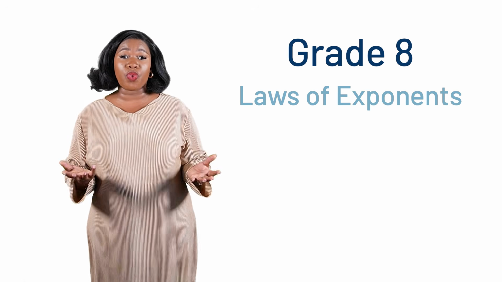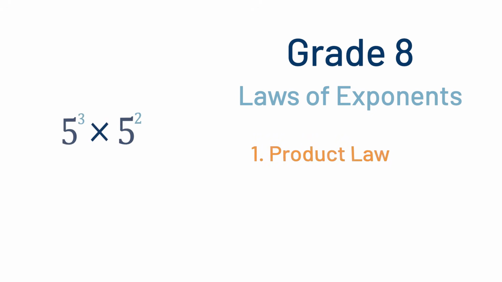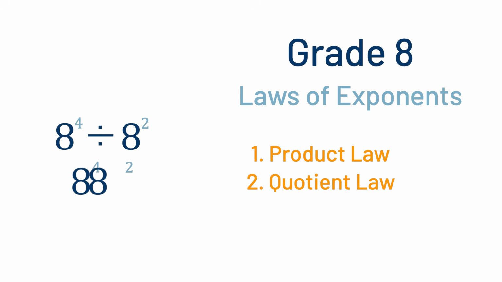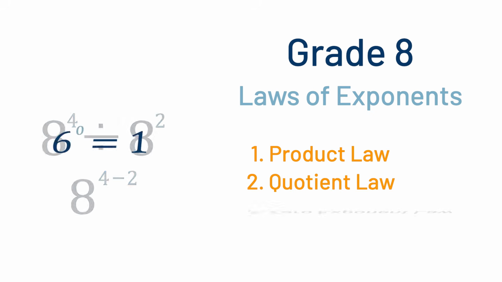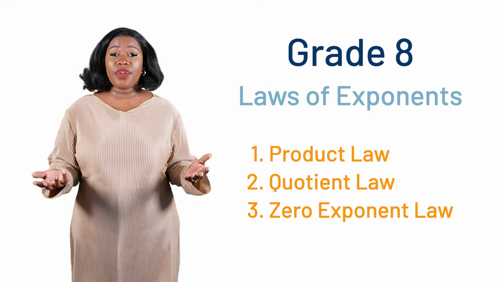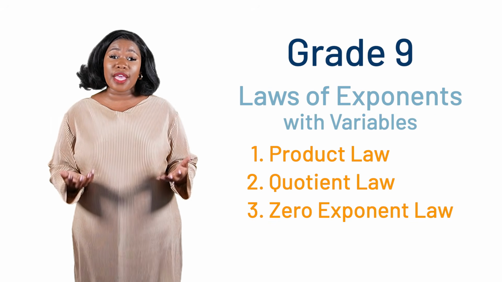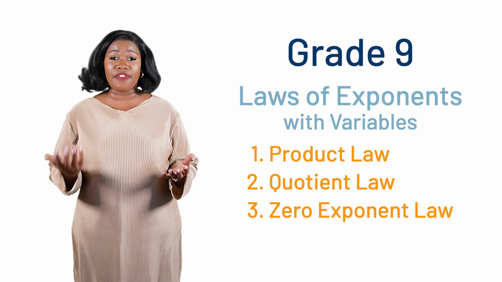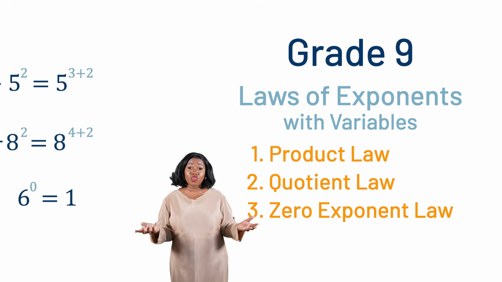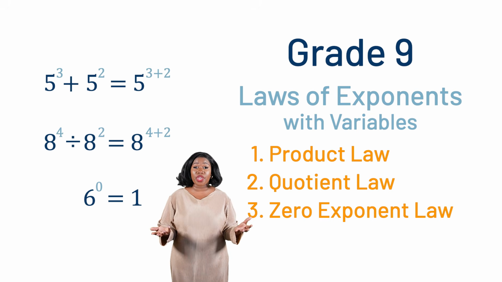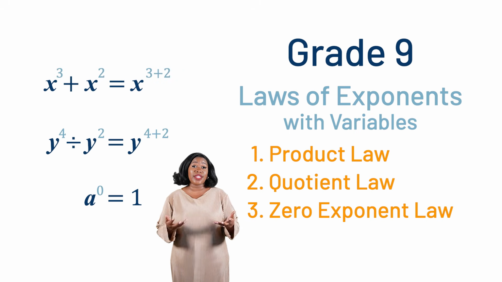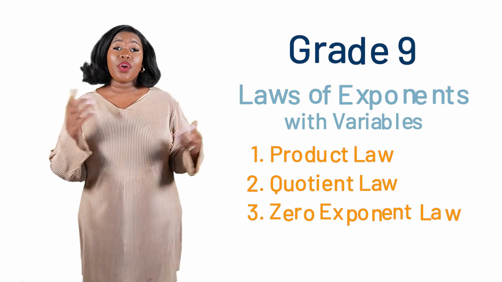In grade 8, you learned how 3 laws of exponents work with numbers: the product law, the quotient law, and the zero exponent law. Now in grade 9, we will apply the same laws to coefficients and variables. The rules do not change. We are simply working with algebraic expressions instead of just numbers. Grab your pen and your workbook and let's get started.